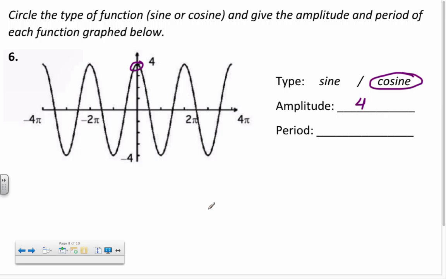And then our period is, when does a full cycle complete? Here I would think about a full cycle being going all the way down and all the way back up again. If I look at my period, it looks like this is going up by pi. So this is pi over 2, this is pi, this is 3 pi over 2, and this would be 2 pi, or negative 2 pi. So it looks like our period is 2 pi.